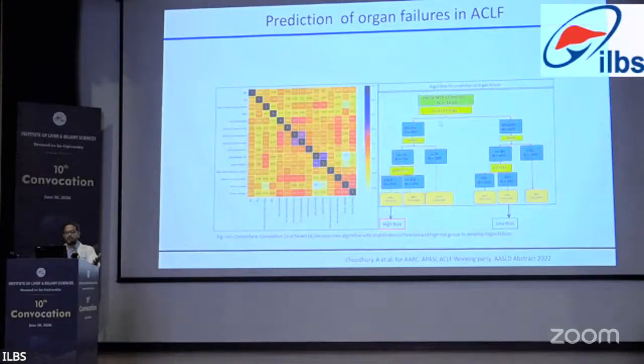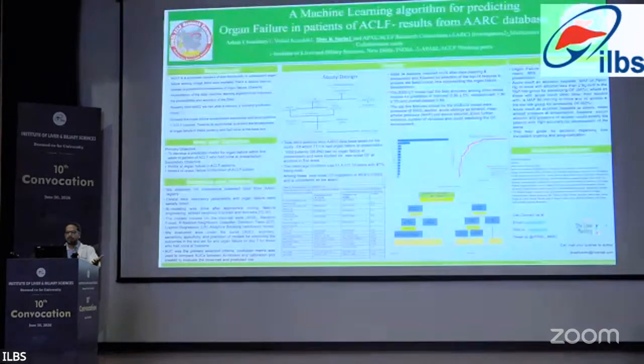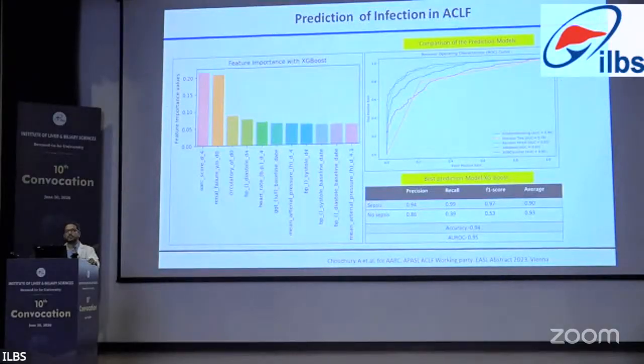Those who are not alcoholic also, if they have a low MAP, are at risk. That means MAP is one of the important factors, and etiology is one of the common factors to predict who is at high risk or low risk. Then, if you think of this as a model, next is the prediction of infections.